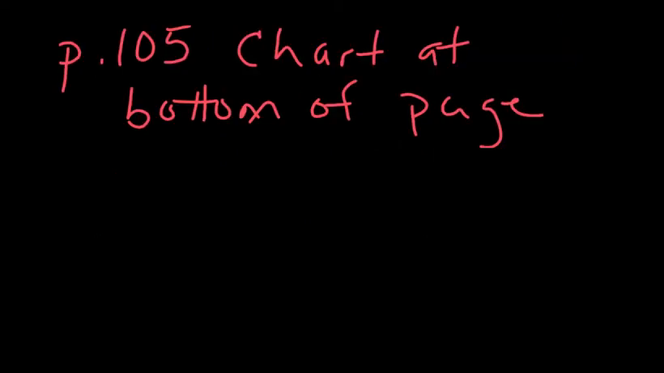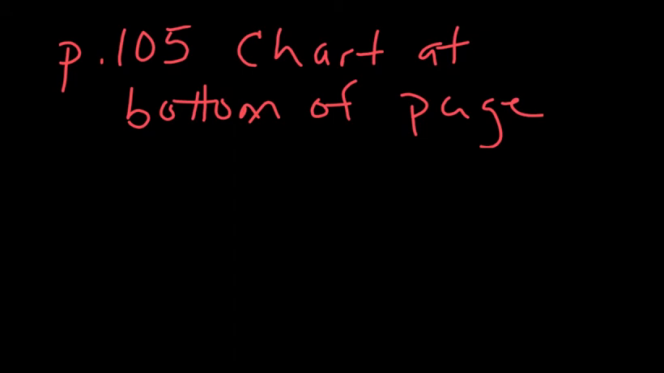On page 105, at the bottom of the page, there's a chart. This chart is sort of a summary of everything with adding and subtracting and multiplying and dividing, okay? It's a little bit hard to understand, but I'm pretty sure you could understand it. So let's talk about it.